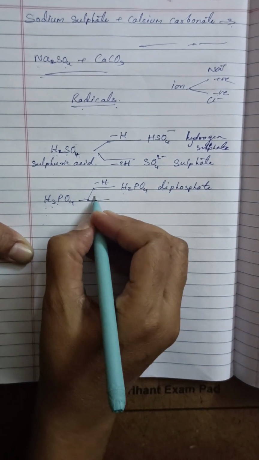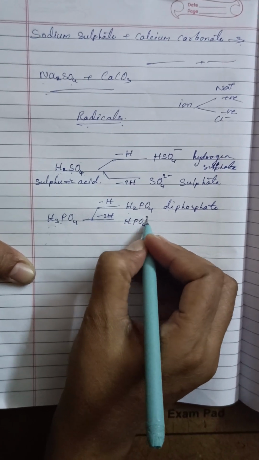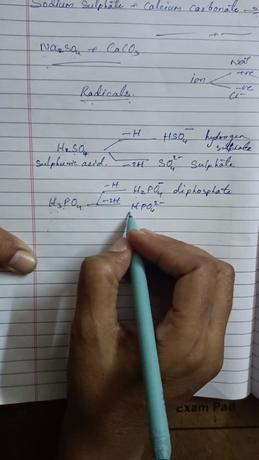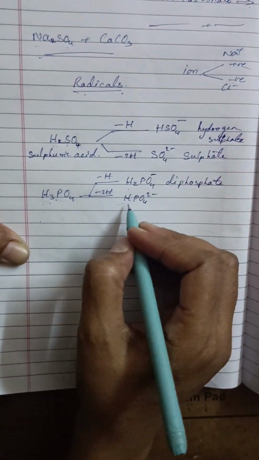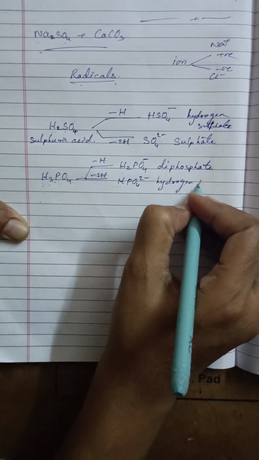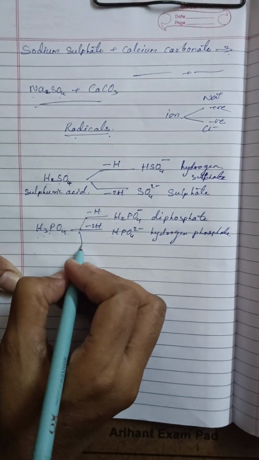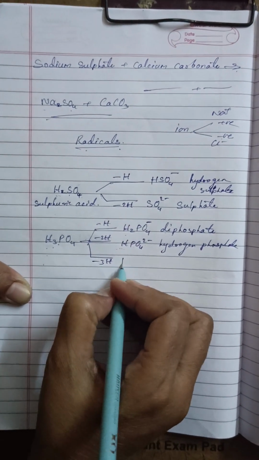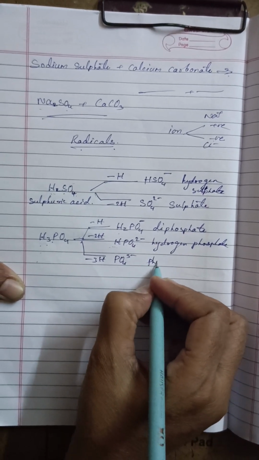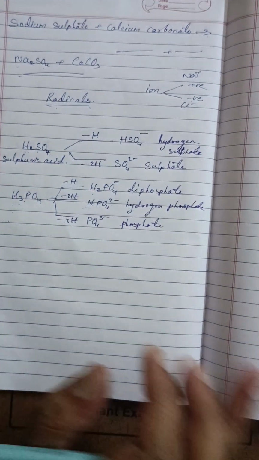If you remove 2 hydrogens, one hydrogen will be there. That is HPO4 2 minus. So HPO4 2 minus means now one hydrogen is there. Like hydrogen sulfate, here it is hydrogen phosphate. Now the next: by removing 3 hydrogens, it is PO4 3 minus. When there is no hydrogen, we can write it as phosphate, right? Like this, with other acids also you make it.